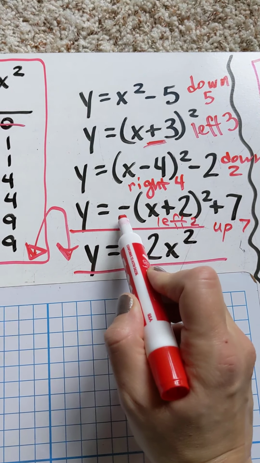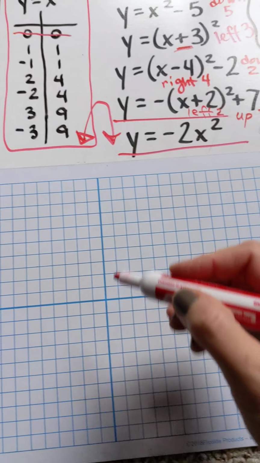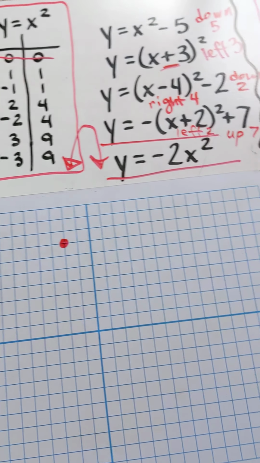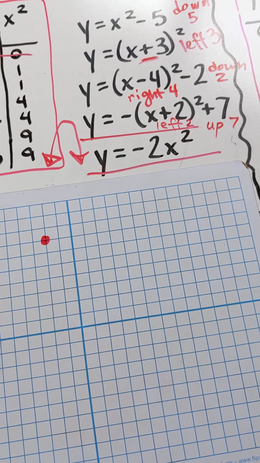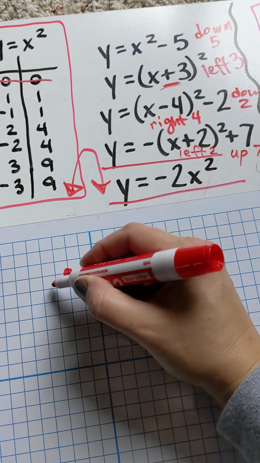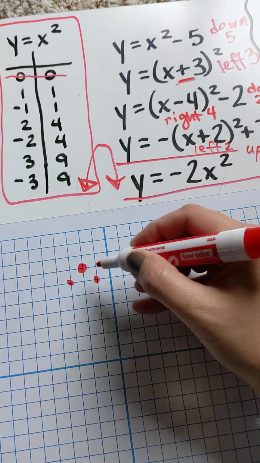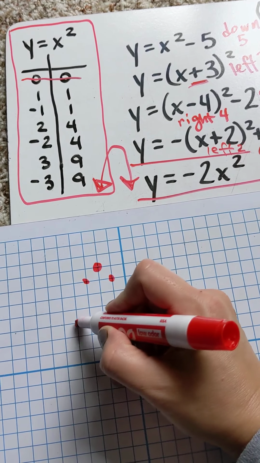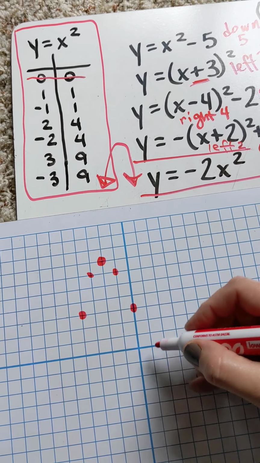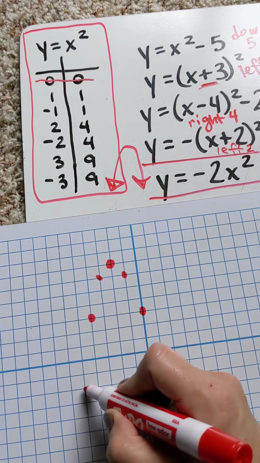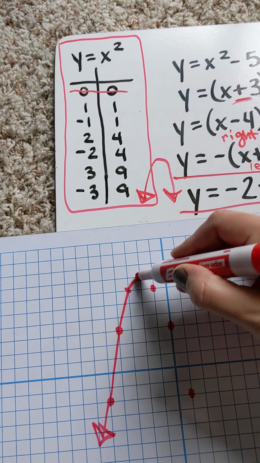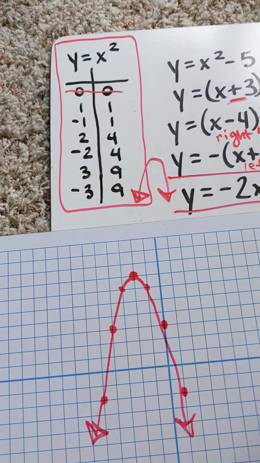But then this means I'm going to go upside down. So left 2, up 7. Should be right there if I didn't try to count it too fast. And then my points, 1, 1. But I'm going down. I'm going down from the top. That should be 2, 4. And that should be 3, 9. Again, I hope I didn't count that too fast and mess up the graph. Hopefully you're getting the idea.